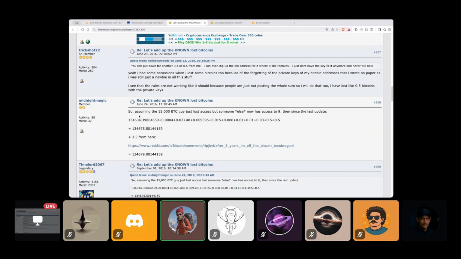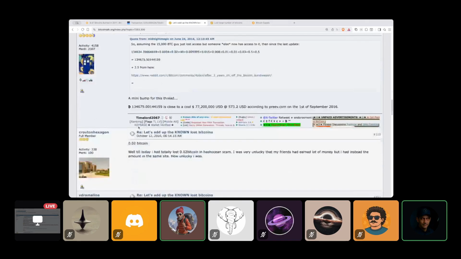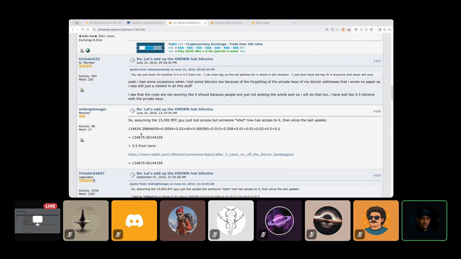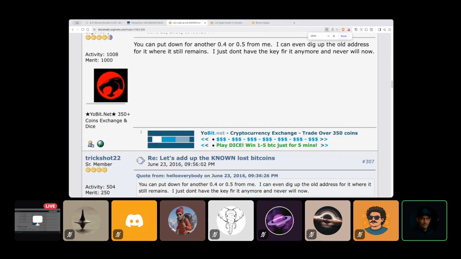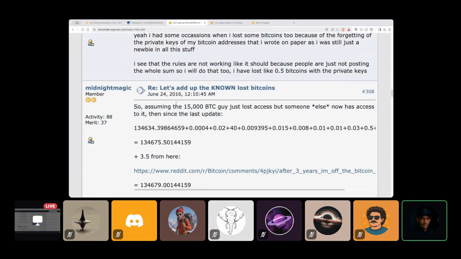And this running tally as of 2016 is somewhere around 134,000. So this stops here. We don't know how much is lost after that, and we don't even know whether this is true or not. That's where we stand. Suppose we come up with a new category, claimed to be lost coins. In a way, yeah, these are all claimed to be lost.